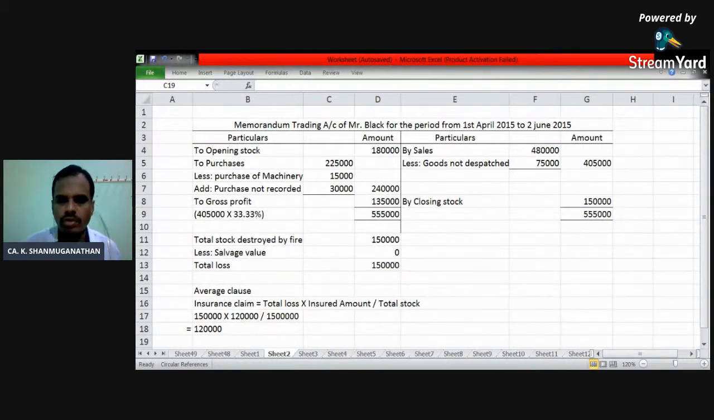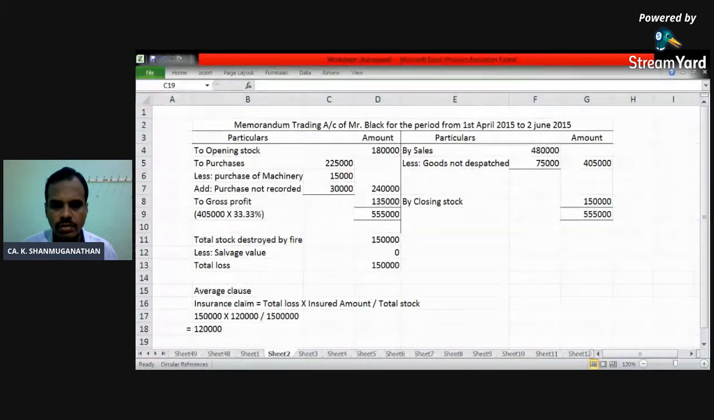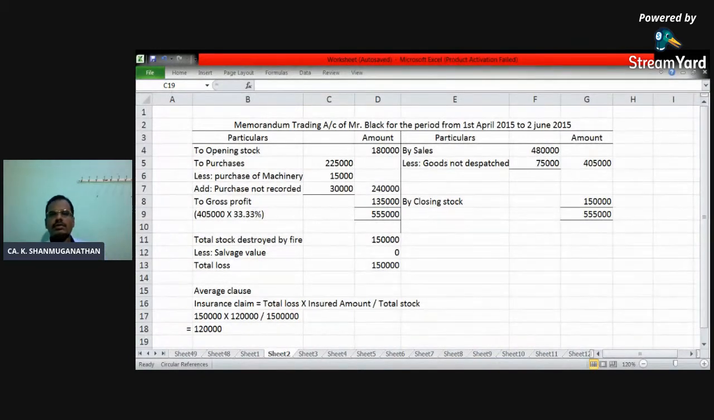And if anybody is having any doubt on this, you can ask. I am waiting for your response in the chat, if you have any doubt. Once you have completed this, indicate, we have to go to the next.